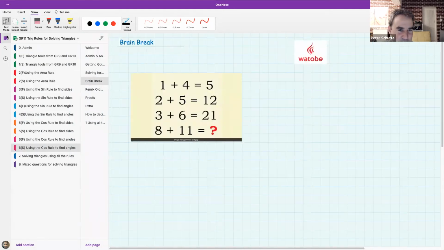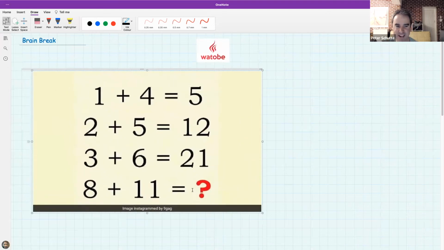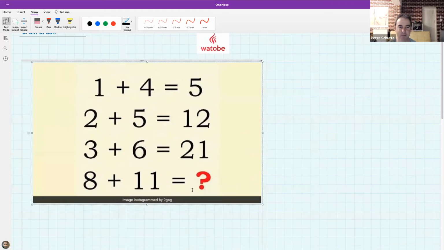Okay, awesome. All right, brain break time. Here's your brain break. Short and sweet. I know you think 8 plus 11 is 19. I agree most of the time it is, but not today. So what do you think 8 plus 11 is in the context of this pattern?